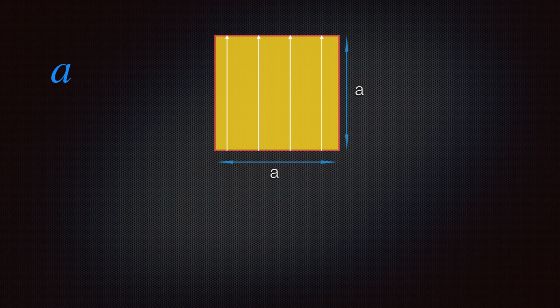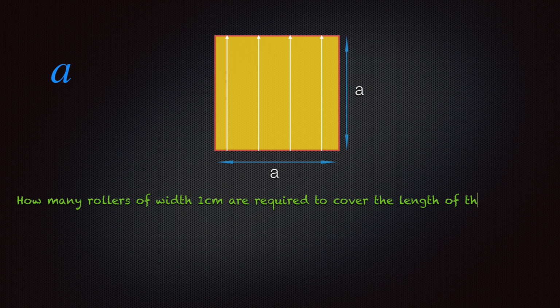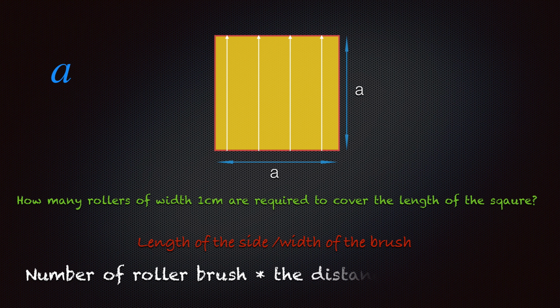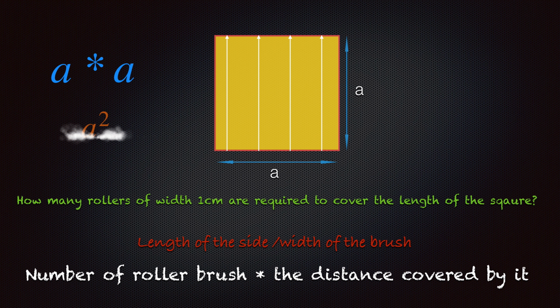Now the question is, how many rollers of width 1 centimeter are required to cover the length of the square? So it is the length of one edge of the square upon the width of the brush. With this equation, we can find the number of rollers required. And if we multiply that with the distance traveled by each roller, we will get the area of a square, which is equal to A square.